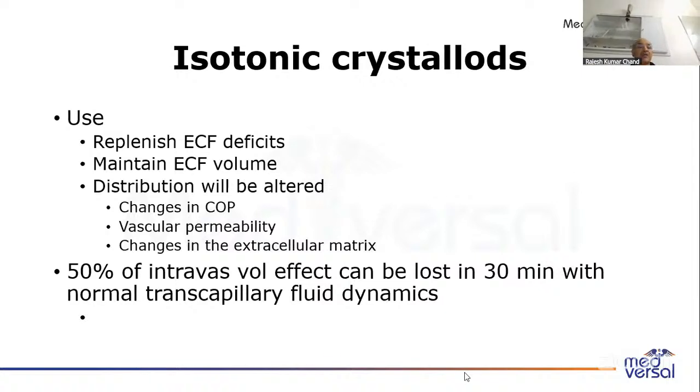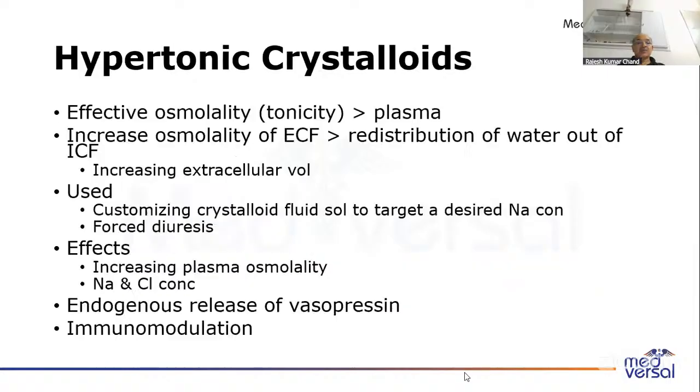The distribution of these isotonic crystalloids will be altered if there is a change in crystalloid oncotic pressure. If you remember the intrinsic factors we talked about, the distribution will also be altered if the vascular permeability is altered or there are changes in the extracellular matrix. The 50% of the intravascular volume effect which we achieve by isotonic crystalloids is lost in 30 minutes if the capillary fluid dynamics are normal. And if the transcapillary fluid dynamics are deranged, then all this fluid can be lost in less than 30 minutes.